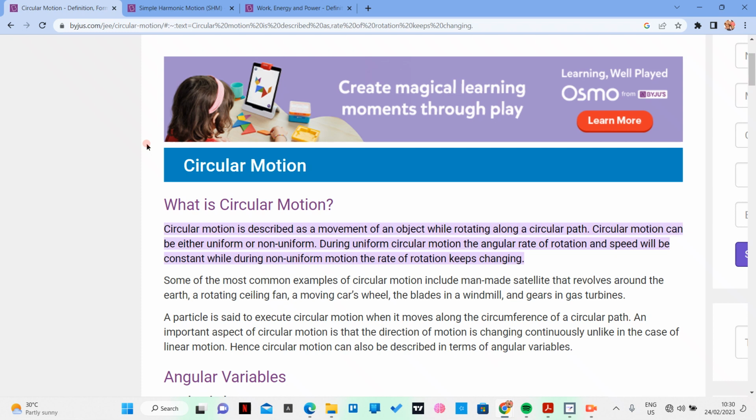Let's start with the question, what is circular motion? Now circular motion is the motion of an object that follows a circular path. So if an object is found to actually take the whole path of a circle, the object is said to have undergone circular motion.